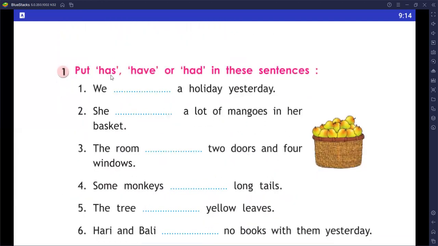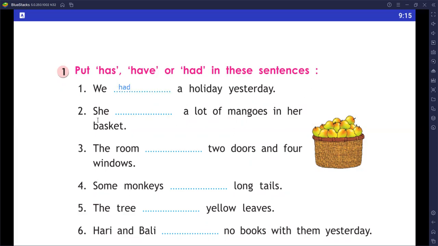Put has, have or had in these sentences. So you all fill your book with ma'am. We blank a holiday yesterday. What do we write here? क्या लिखेंगे हम यहाँ? We had a holiday yesterday. H-A-D, had. We had a holiday yesterday.